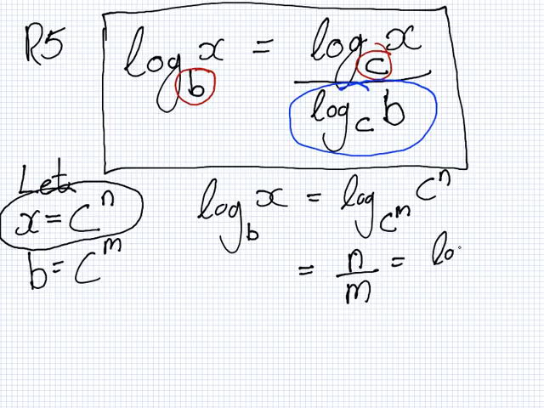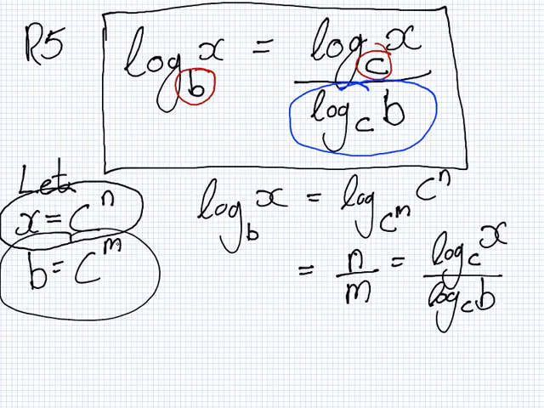It's log base c of x, because if you think about it, c to what power makes x? c to the power n makes x, so this is the same as n. And then at the bottom, what could that be? Log base c of b, because c to what power makes b? c to the power of m makes b. So then we've finished the proof already.